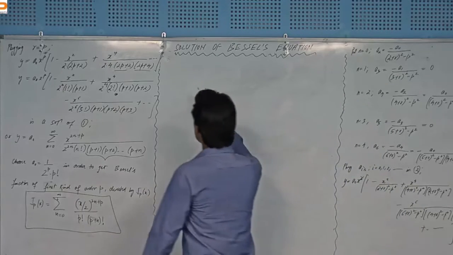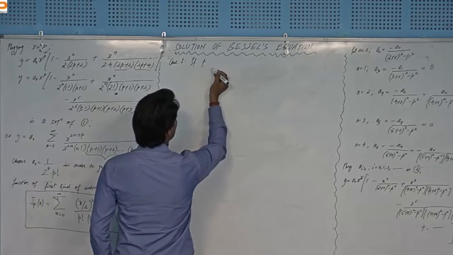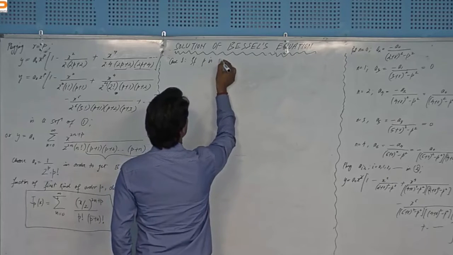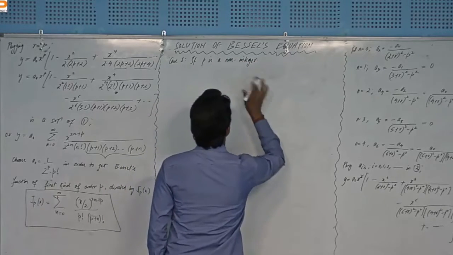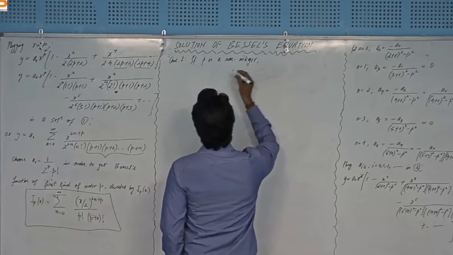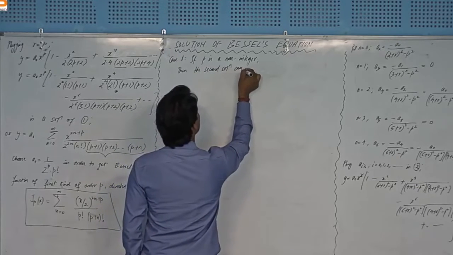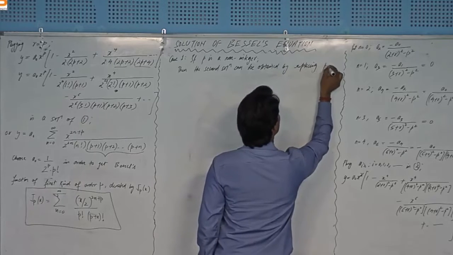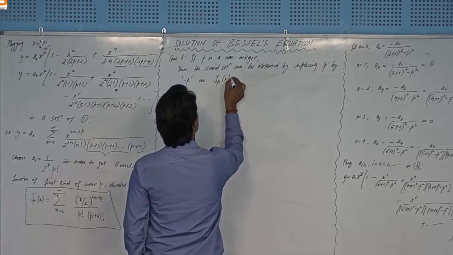So I will take the first case, case 1. If p is a non-integer, obviously positive, then the second solution can be obtained by replacing p by minus p in J_p(x).